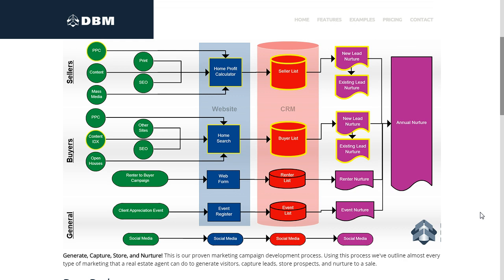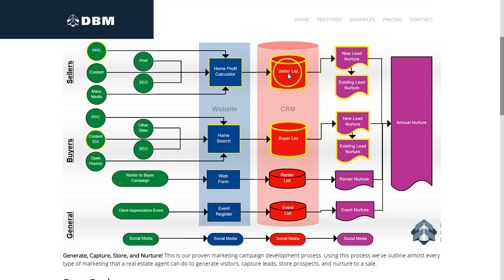Now, the chart that you see here is the campaign. The base system comes with the components that you see circled in yellow. So as you see, we institute a pay-per-click campaign for the generate items, and we also have the content IDX. I'll explain all this in a moment. We have the home profit calculator, which is the website section, plus the home search. And again, I will show you a live working example of this.